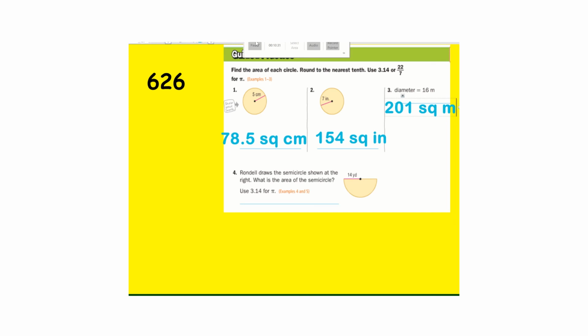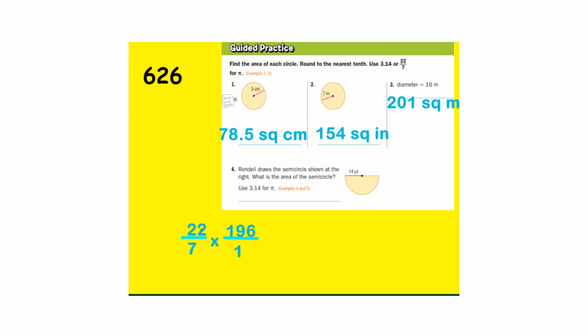Number 4, we take 14 times 14, and that is 196. And that one, I'm sure they want you to use 22/7. So 22/7 times 196. Simplify before you multiply. So this is a 1, and this becomes a 28. So I have 28 times 22, and we get 616. And that is not the answer because it's a semicircle. What's 616 divided by 2? 308. 308 square yards.